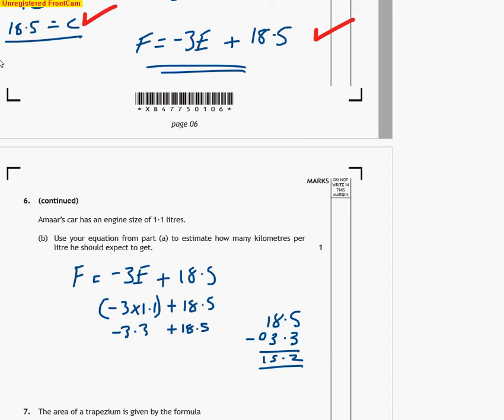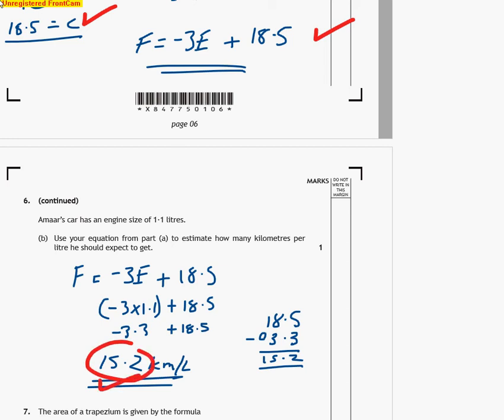15.2. Now I would just put that into kilometers per litre, just to be on the safe side. Okay. And I'll just check the marking scheme. And yes, we're just getting a mark for substituting in. There isn't a mark for the units, but I still think it's good to put them anyway. Okay, but yeah, just the actual answer was 1 mark.